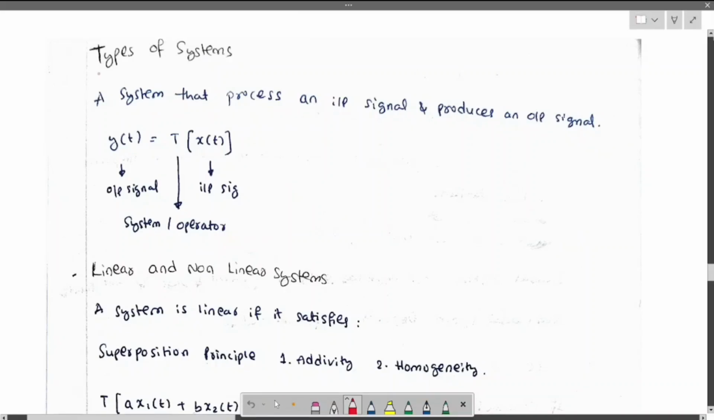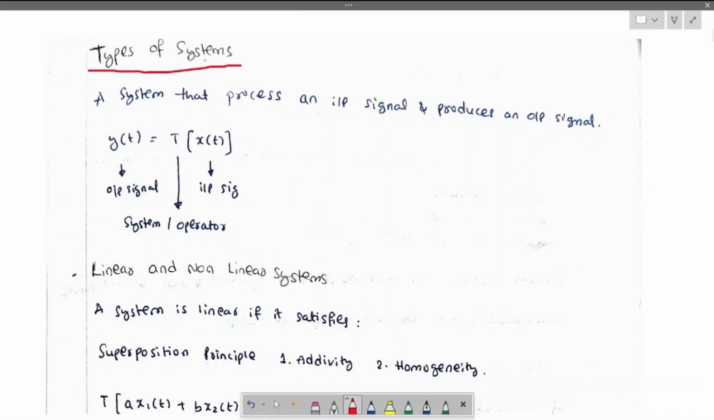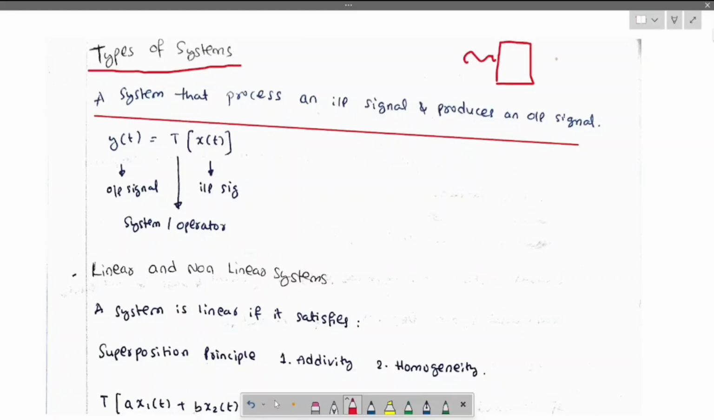In this video, we are going to learn about types of systems. So, what is meant by system? A system processes an input signal and produces an output signal. Simply, let's take an example. Let it be your mobile phone. It will receive calls, right? When we answer, it will produce outputs, right? So this is how the system will be. System is nothing but the device. So it will process an input signal and produce an output signal.